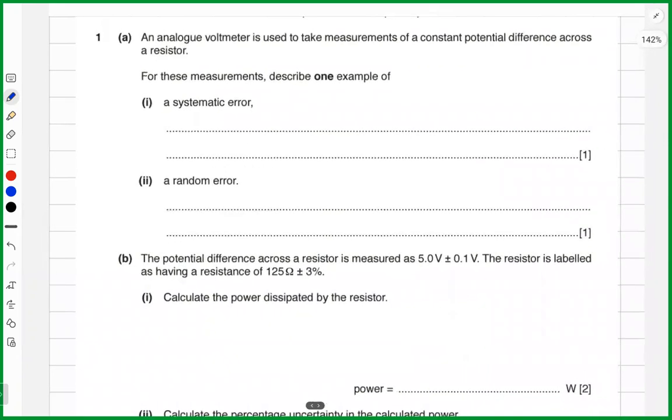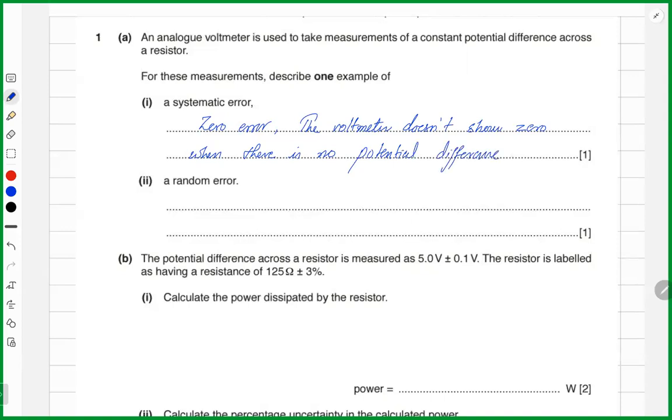So let's do another question. An analog voltmeter is used to take measurement of a constant potential difference across a resistor. For these measurements, describe one example of systematic error. Zero error. The voltmeter does not show zero when there is no PD across it. So that will be a systematic error, zero error.